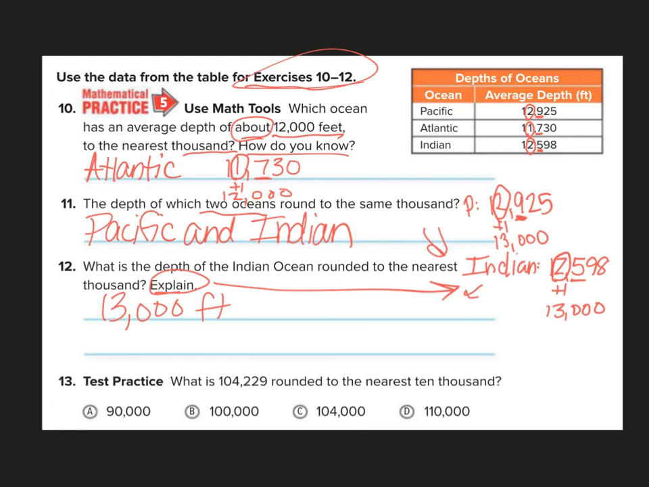Test practice. What is 104,229 rounded to the nearest 10,000? Okay, let's circle the 10,000. Look at that 4. That 4 is 4 or less, so we are going to keep it the same. 100,000. Here we go.